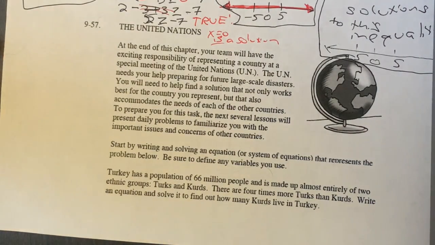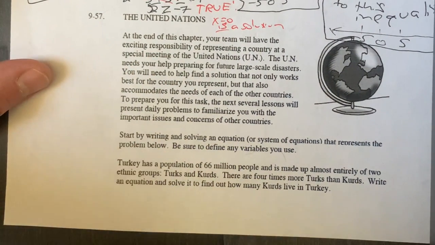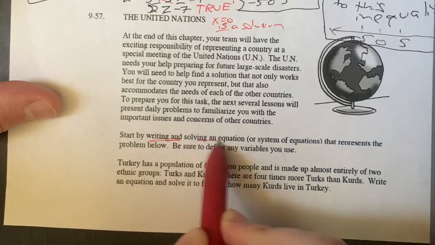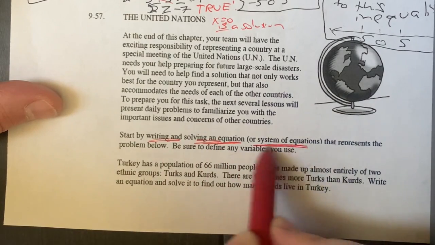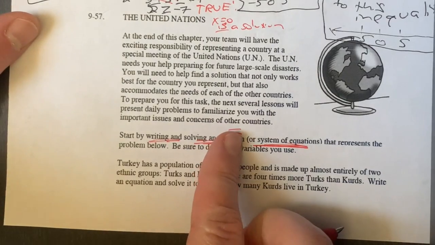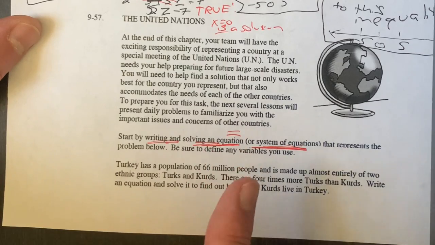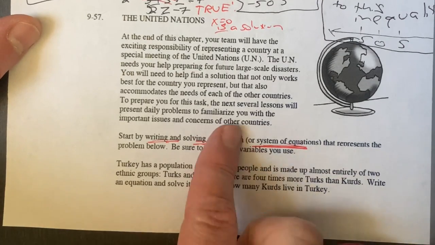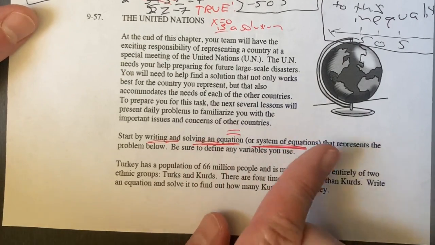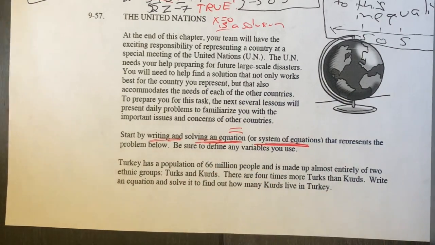So the big problem, this is all just kind of background of what you're going to do the next few lessons. This is where the problem is. We need to start by writing and solving an equation or system of equations. So we're going to have an equal sign here. We're not going to have an inequality symbol. So I'm just writing down what we need to do. It's good to take notes. Like, this is what I'm going to have to do. And then here's the information to allow me to do that, what it's describing here. So we need to represent the problem below. Be sure to define any variables that you use.